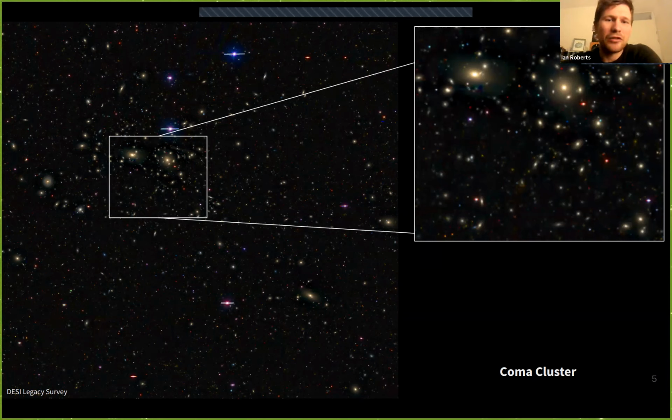So it's clear just by looking at these pictures that galaxy clusters have a pretty profound impact on the star formation activity of member galaxies. This is not what we would see if we looked at isolated galaxies or galaxies in low mass groups. We'd see a lot more ongoing star formation.